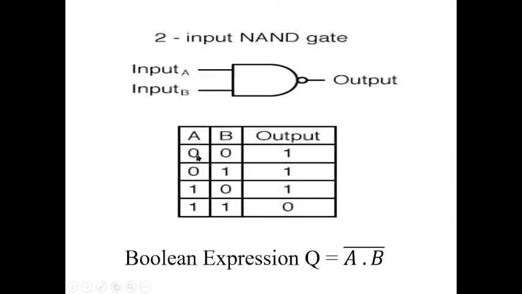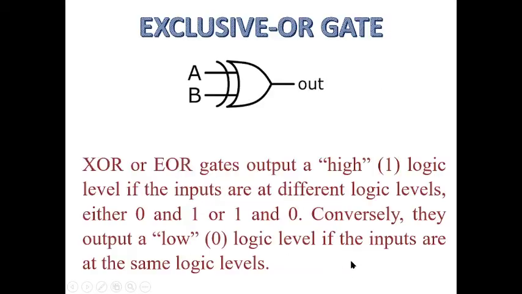So you can see when input A is 0, B is 0, your output is 1. When A is 0, B is 1, your output is 1. When A is 1, B is 0, your output is 1. And when A is 1, B is 1, your output is 0. So for the output of this gate to be low, all the inputs must be high. Again, the Boolean expression that explains that is the output is equal to the inverse of the multiplication of all the inputs. We now look at the exclusive OR gate.